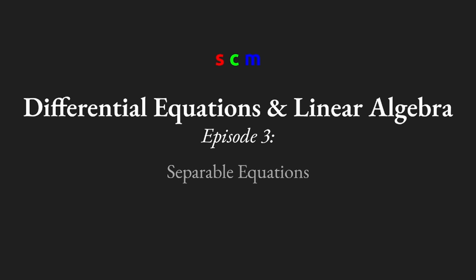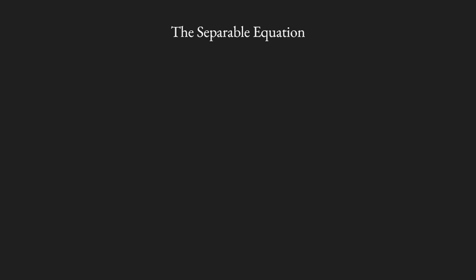I'll do my best. Okay, so what is a separable equation? How is it different from what we were looking at before, which was dy over dt plus a of t times y equals 0, or b of t, depending on if it was homogeneous or non-homogeneous?